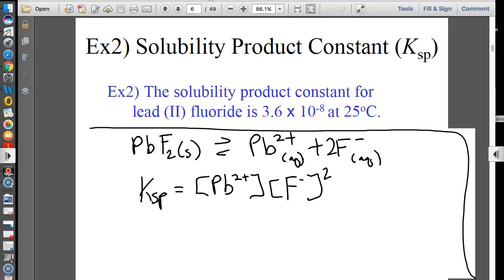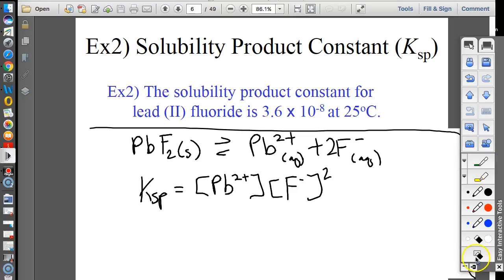Have I left any children behind yet? You feeling okay about this? It gets much worse. But are we still together at this point in our lives? 3.6 times 10 to the negative 8.